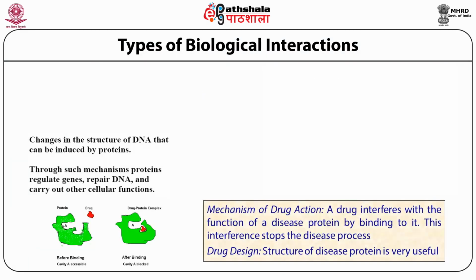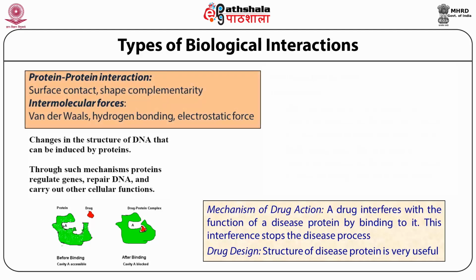Here we discuss the types of biological interactions. Biological interactions are of many types depending upon what kind of biological molecules are interacting. The first one is protein interaction. Here one protein can bind with other proteins. Protein interaction is based on surface contact and shape complementarity, and these complexes are stabilized by van der Waals interactions, hydrogen bonding, and some electrostatic forces.